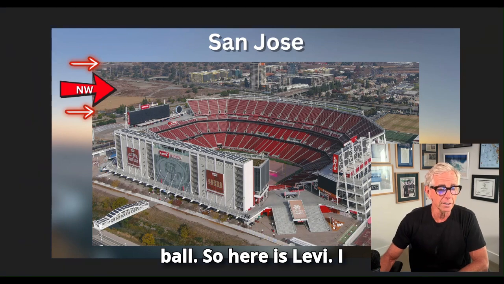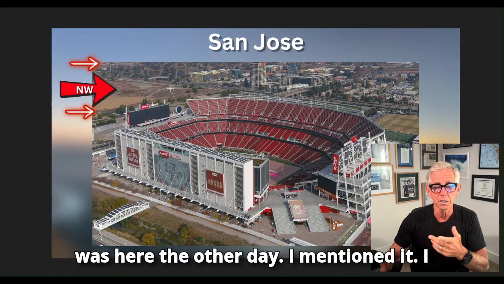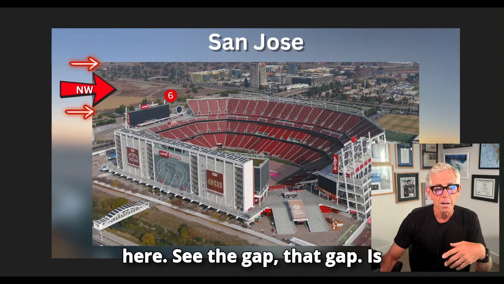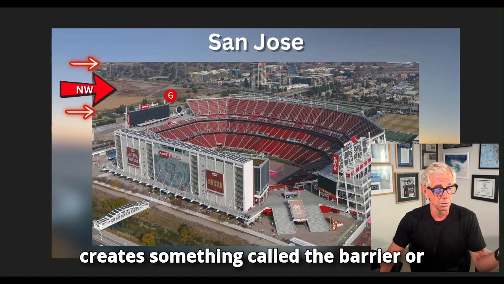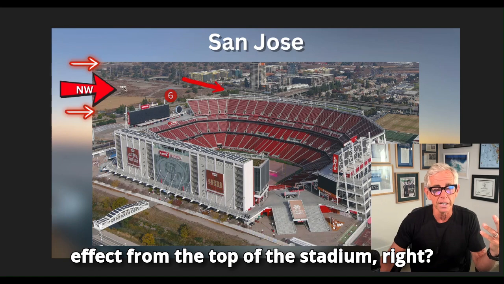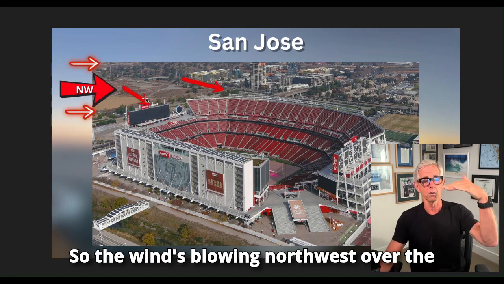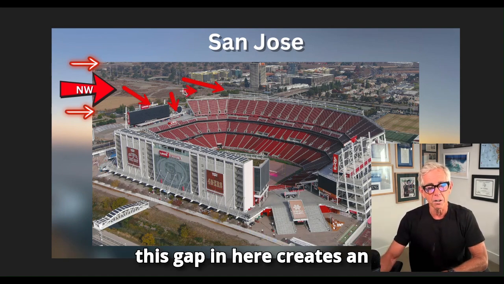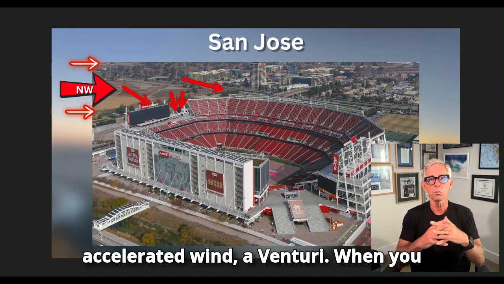So here is Levi. I was here the other day. I mentioned it. I was watching him punt. There's a gap here. See the gap? That gap creates something called the Venturi effect. So you get a barrier effect from the top of the stadium, right? So the wind's blowing northwest over the scoreboard and over that stand. But then this gap in here creates an accelerated wind, a Venturi.